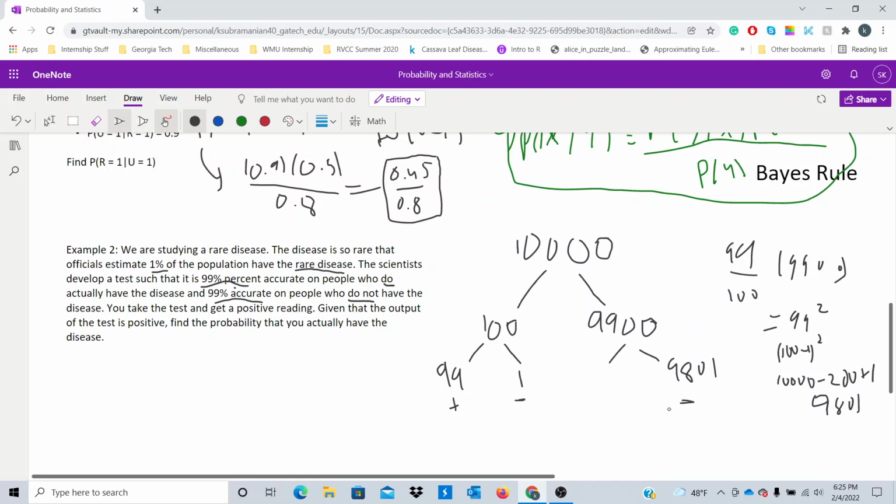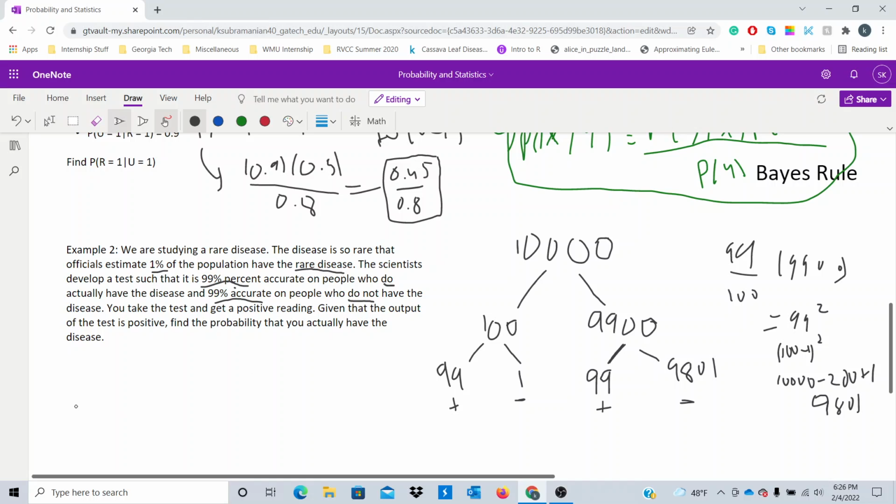Basically, among these 9,900 people, 9,801 of them do test negative for the disease, right? Among the population that doesn't have the disease. Okay, so if 9,801 people among 9,900 people test negative for the disease, then there would be 99 people who tested positive among people who do not actually have the disease. So that should take care of that.